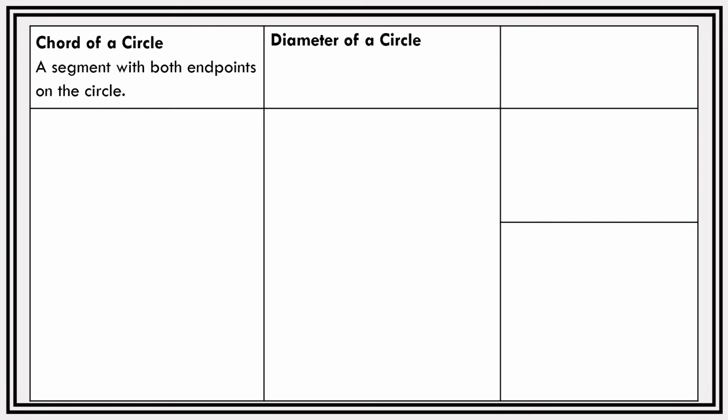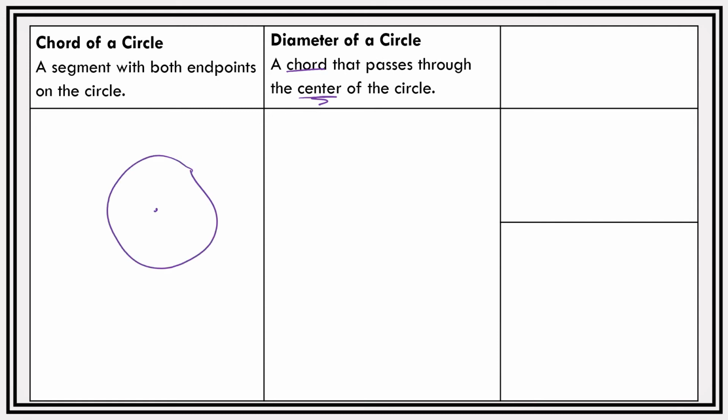Diameter of a circle. I know we've probably heard of what a diameter is. It's a chord, so it is a chord that passes through the center of the circle. So the center of the circle is right here. In order for it to pass through the center, if I have an endpoint right here, I have to go on the complete opposite side of the circle to find the other endpoint for a diameter, because it has to go through the center. Okay?